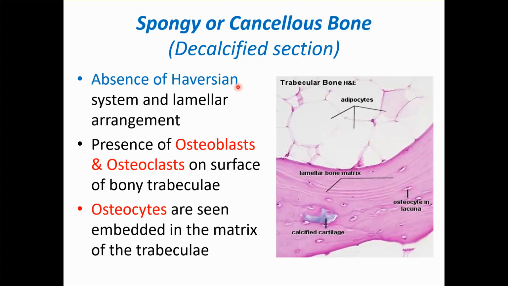You can see that there is no Haversian system. It's more related to theory, okay. There is presence of osteoblasts and osteoclasts on the surface, though we don't see them in this slide. And we can see osteocytes in the lacunae, okay.